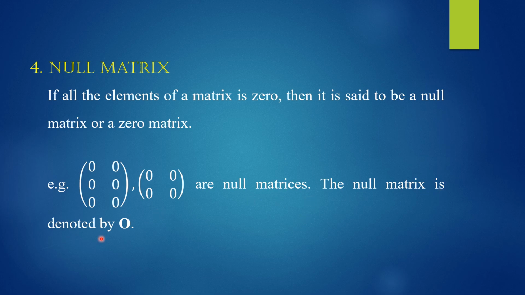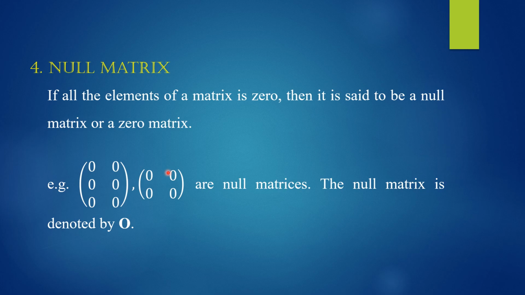The null matrix is generally denoted by this letter. Already I am telling you that one. This is bold 0, not a simple 0 or not a simple O, bold O. This O is equal to this one actually. Okay, so this is known as null matrix.